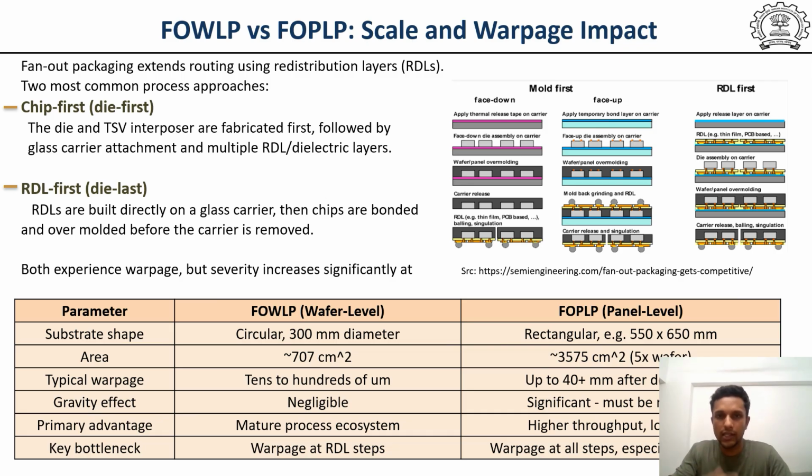Fan-out packaging, as we are aware, is a different kind of packaging which happens at the wafer or panel level, where the routing area extends beyond the die using redistribution layers, which are built on a reconstituted wafer or panel. So there are two common process approaches which exist in fan-out packaging.